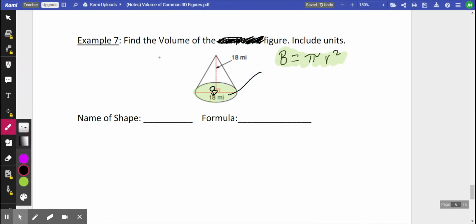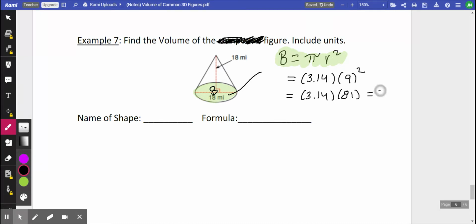Now we just have to figure out some numbers. The radius is half of 18 because 18 is the diameter. Diameter is from one edge of the circle to the other. So this is going to be 3.14, which is pi, multiplied by 9, which is the radius, squared. When I simplify this, I get 3.14 multiplied by 9 times 9, which is 81. The rest is calculator work. 81 times 3.14 gives me 254.34.